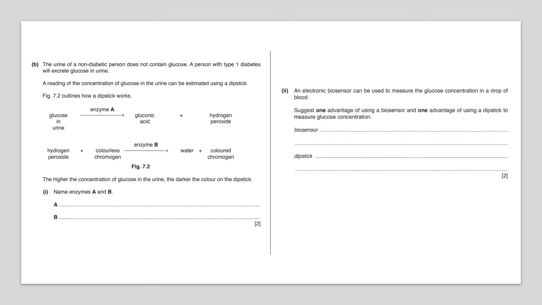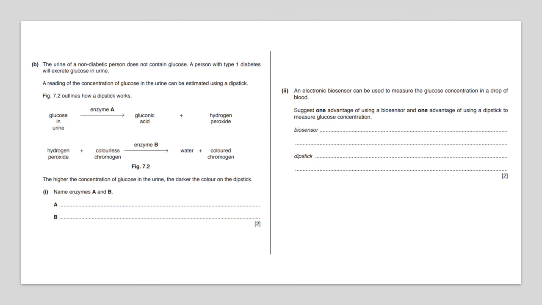Oh yes, it says here an electronic biosensor can be used to measure the glucose concentration in a drop of blood. Suggest one advantage of using a biosensor and one advantage of using a dipstick to measure glucose concentration. So a biosensor is very quick and it's more accurate, and that is why it was developed. A dipstick, on the other hand, is non-invasive. When you use a biosensor, you have to prick the person with a tiny needle to get a drop of blood from them, and then that drop of blood reacts with the enzymes on the biosensor pad, and those enzymes will then give a reading through an electric current.